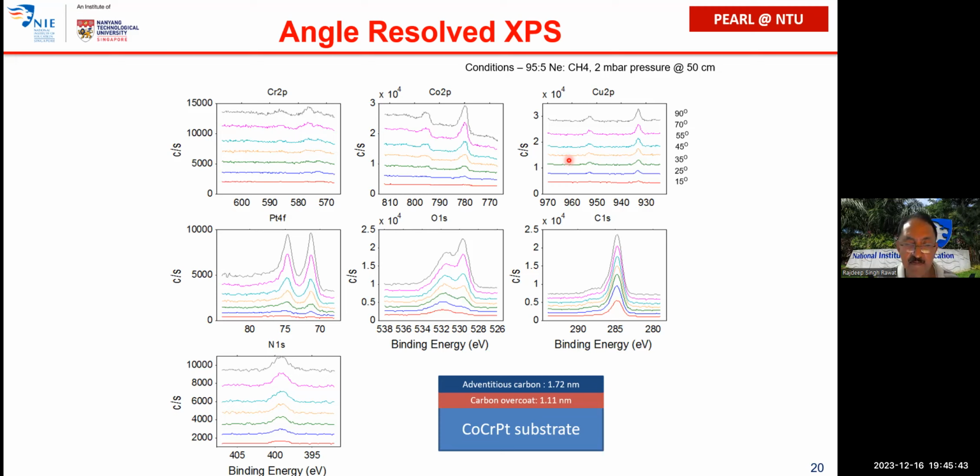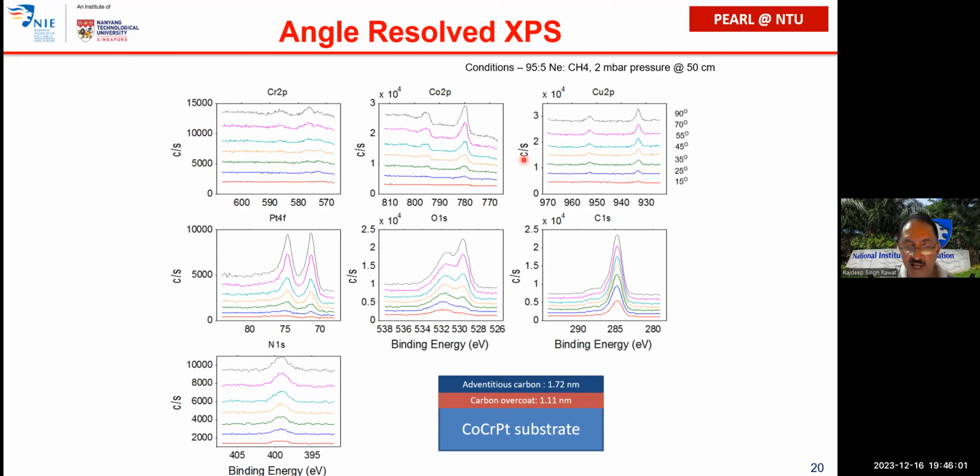Then we did basically angle resolved XPS. XPS stands for X-ray photoelectron spectroscopy. And this is basically to find out what materials we have at the top of the surface. Because we were seeing that the carbon coating is not 1 nanometer as we expected. It was coming out to be 2 to 3 nanometer.